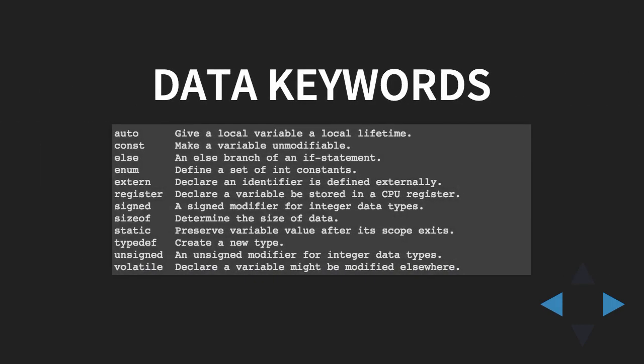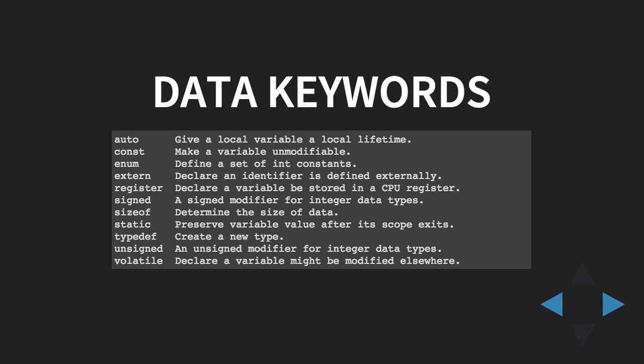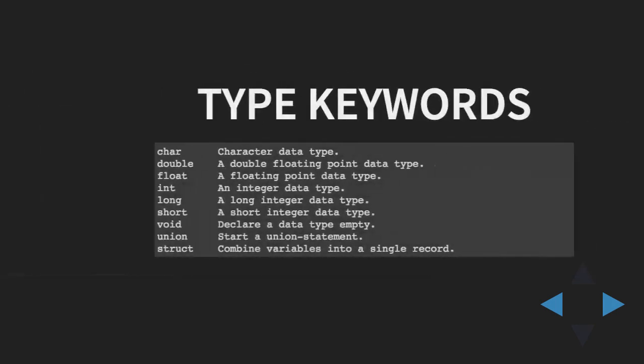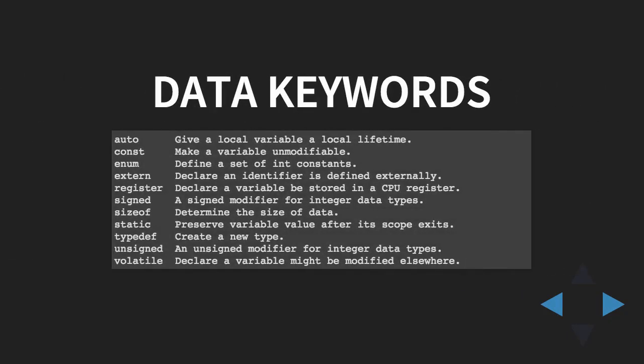Data keywords, for lack of a better word, describe how to store or manage or access the data types that are back here. So you have types like char, and then you can say this particular variable is a constant char, or this particular variable has auto or register classification. You can also say it's signed or unsigned. And you can use sizeof to get the size of things.